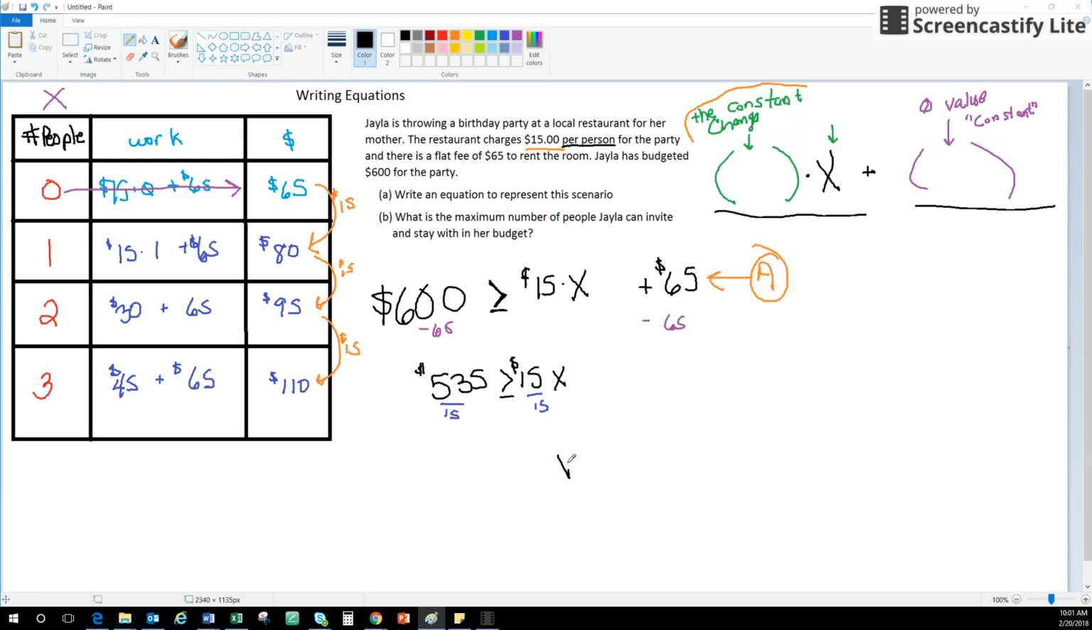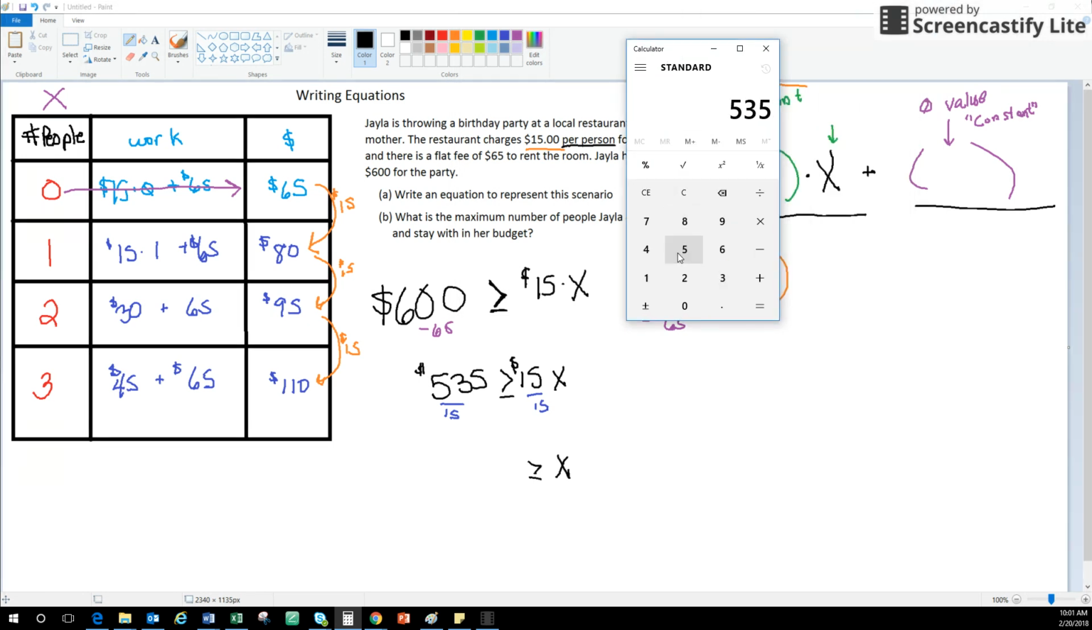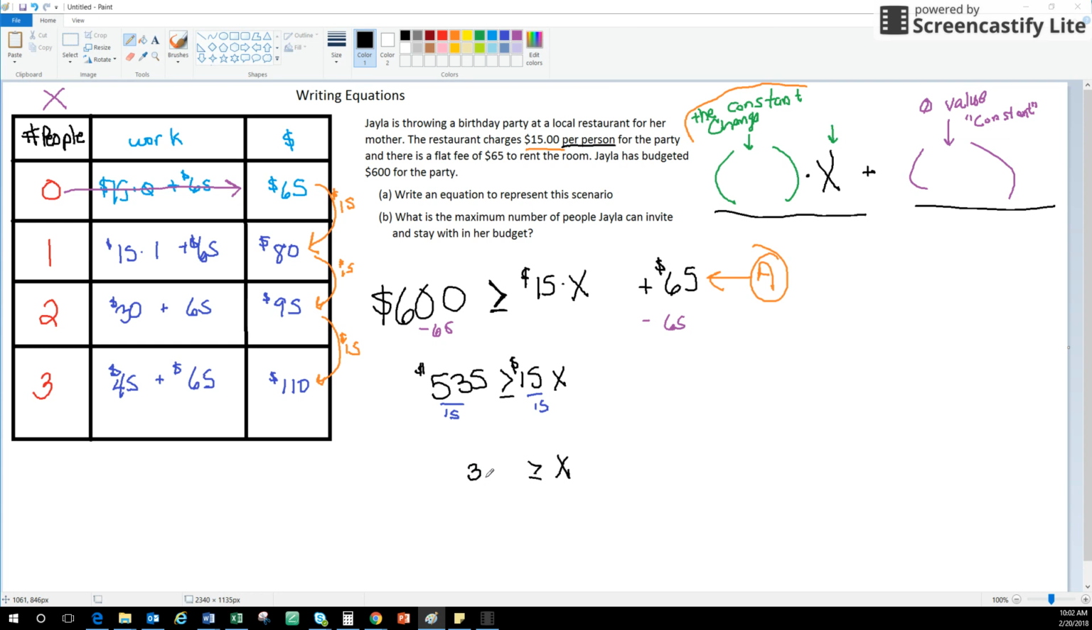Next, I would divide both sides by 15 in order to get rid of the $15. That would leave me with x is less than or equal to, and I'm not going to try to do that in my head, 535 divided by 15, 35.67. So x, which is the number of people, is less than or equal to 35.67. So what's the maximum number of people we can invite?